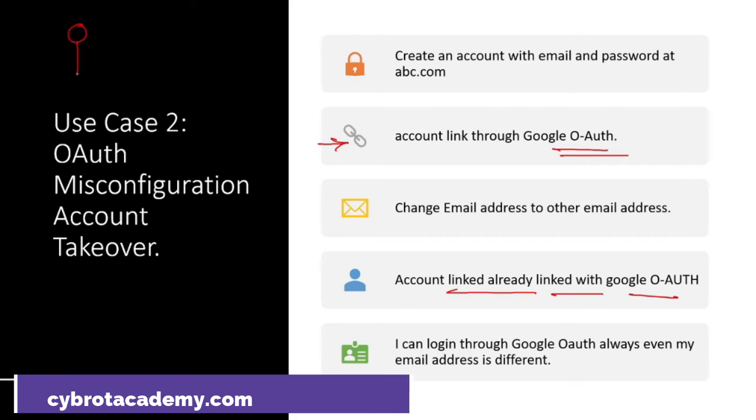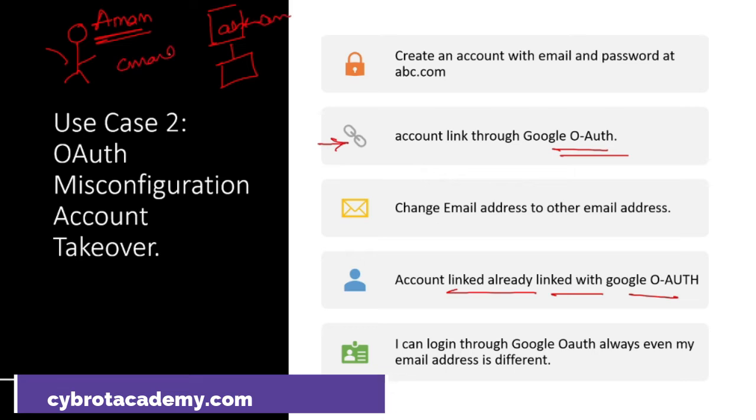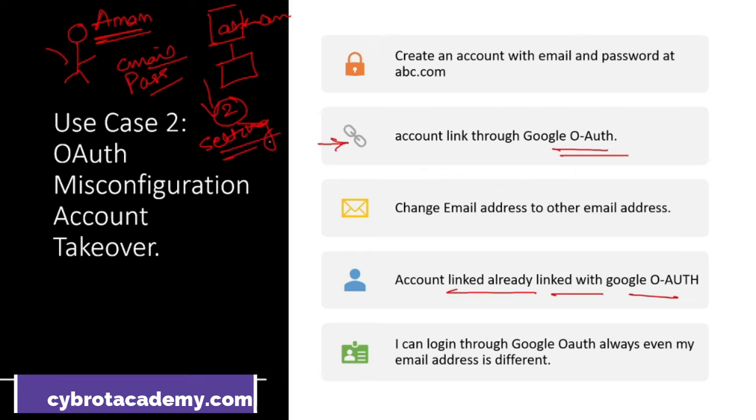Suppose this is Aman. Here he is not the victim, he is the bug hunter. For testing purposes, he will sign up on abc.com with email and password. He will sign up manually. Then after sign up, in the second step, he will go into the settings or the front page, and link his account to Google Auth.